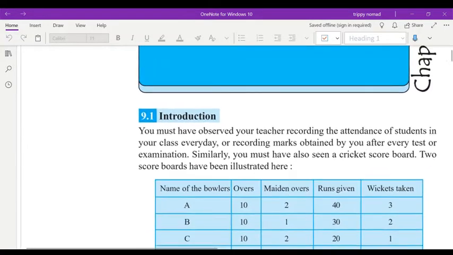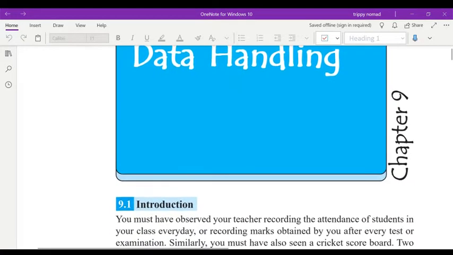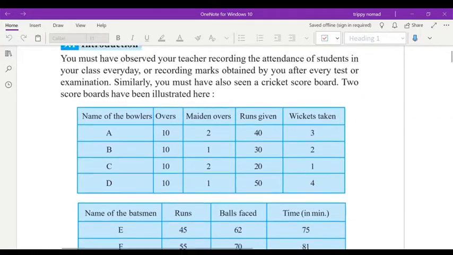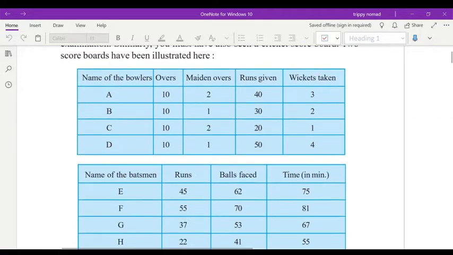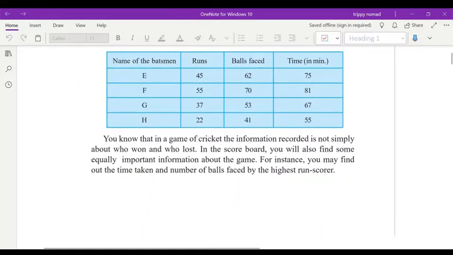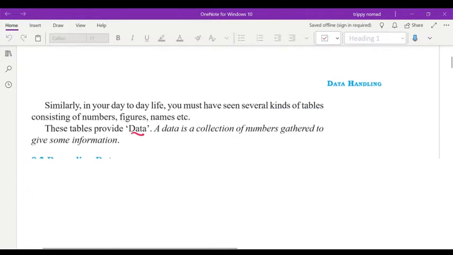Today we are going to start chapter number 9, Data Handling. The chapter name is Data Handling. Before starting this chapter, we have to discuss a few important points related to this chapter. First of all, you should be aware of data. What is data?